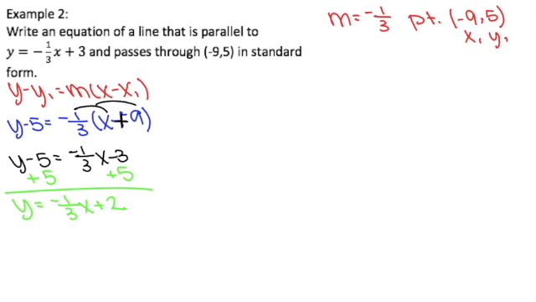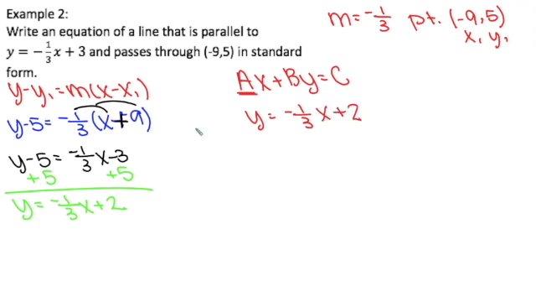And then from here, I want to put this into standard form. Well, standard form, we'll come up here. Standard form is ax plus by is equal to c, where a is a positive whole number, so it's a positive integer. And x and y are both on the same side. So I'm going to work with this part right here. So I have y is equal to negative 1/3 x plus 2. And just like my standard form, I need x and y on the same side.